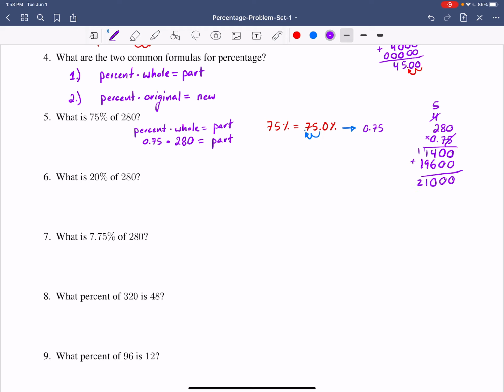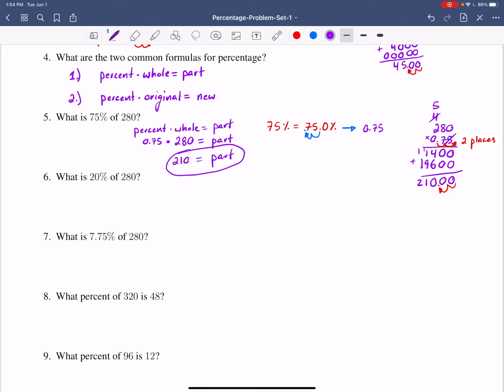But this is not our final answer, because remember, we need to deal with this decimal. So we move this decimal all the way to the right, and count how many places we had to move it. We moved it 2 places. And in our final answer, we're going to move it 2 places back to the left. So 75% of 280, that part is 210.